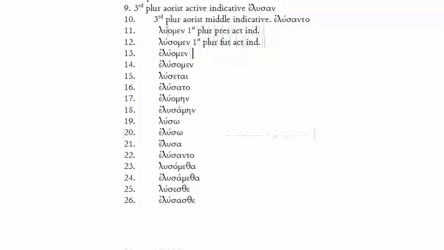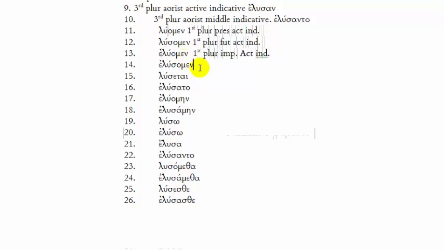Elumen. Oh, okay. Well, you've got an augment here and no sigma. If you did have a sigma, you'd be thinking aorist, but since there's an augment with no sigma, that should tip us off. We're thinking more like imperfect. So again, first plural, imperfect, active, indicative.